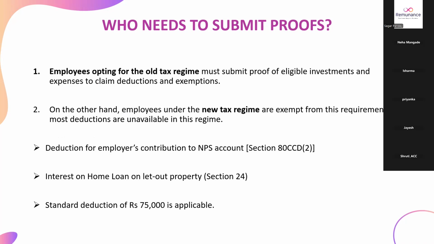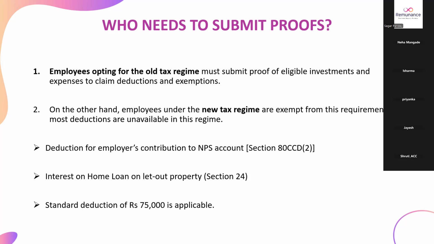One is interest on home loan on let out property, which comes under section 24. If you have this investment, you can claim it under the new tax regime. Second is deduction for employer's contribution to NPS account, which comes under section 80CCD(2). Most employees might not have this as part of their salary structure. For those who have this as part of the salary structure, the system automatically considers it as exemption.